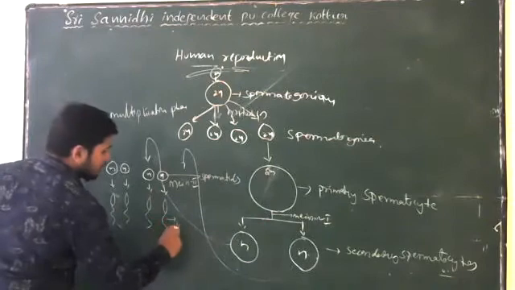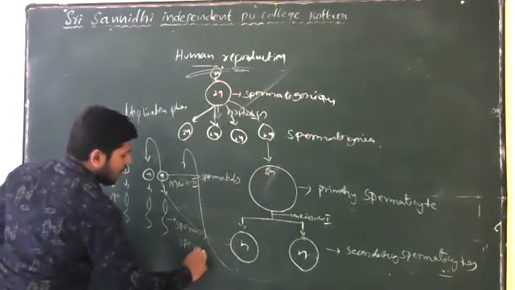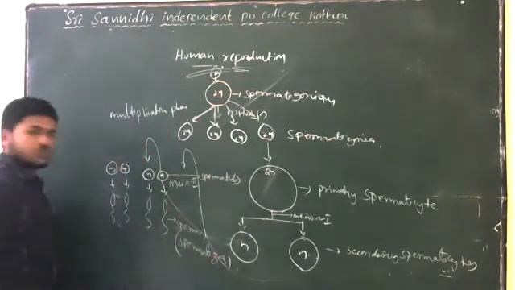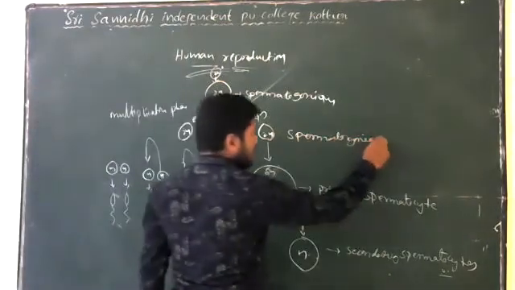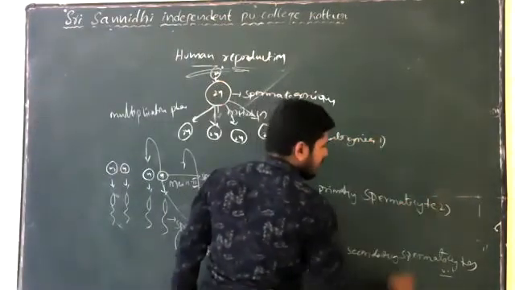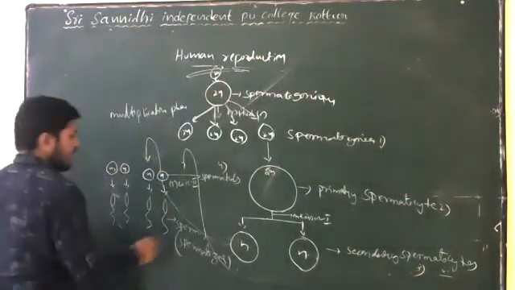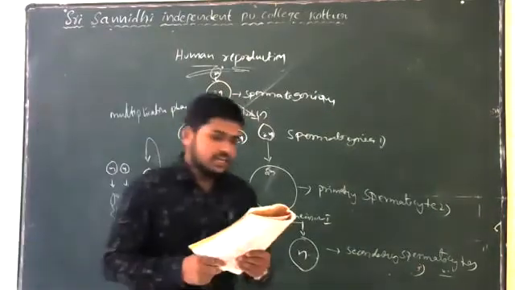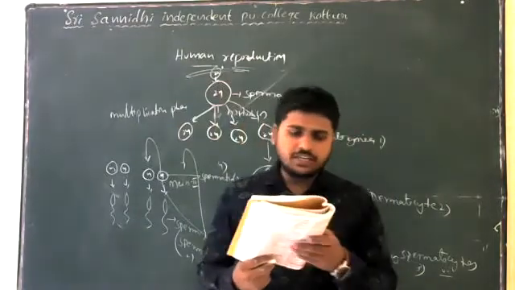These are what? Sperms or spermatozoa. What we call as spermatozoa. Spermatozoa, singular, spermatozoon. So that is spermatogonia, primary spermatocyte, secondary spermatocytes, spermatids, and the spermatozoa. This is actually the correct sequence of sperm formation.